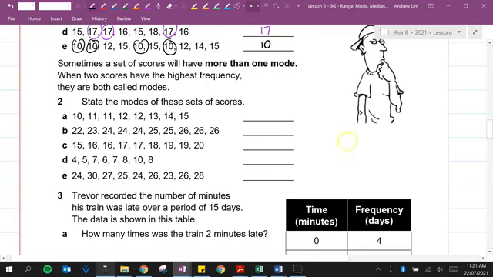However, if we've got a set of scores that say, for example, 1, 2, 3, 4, and 5, they all occur once. Okay, so they all equally have the highest mode. We actually say that this one has no mode at all. Okay, if it just all occurs once, we just say no mode.